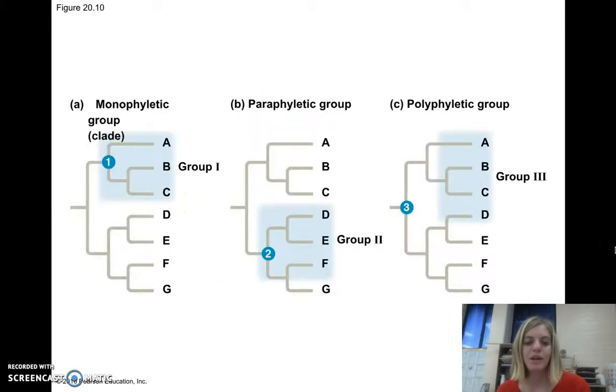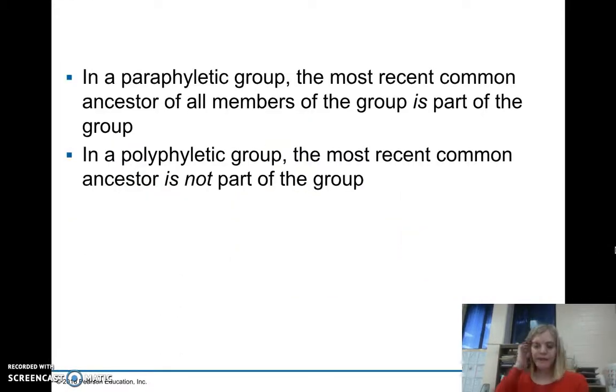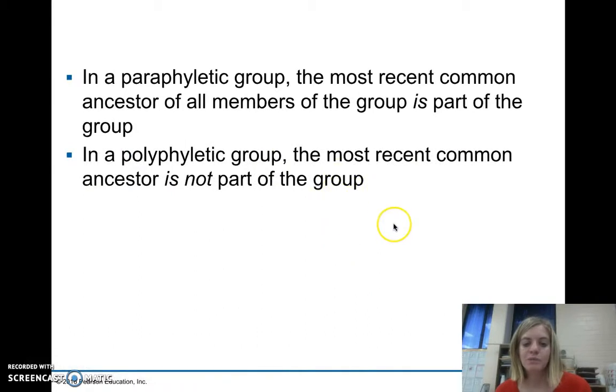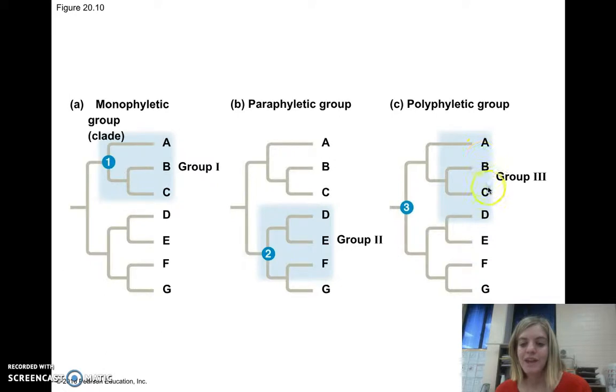And here you can see them all compared. In a paraphyletic group, the most recent common ancestor of all members of the group is a part of the group. So you can see here the most recent common ancestor is number 2, and they're part of the group. But in a polyphyletic group, the most recent common ancestor is not part of the group. So here, between A through D taxa, the most recent common ancestor between all of them is number 3. But because 3 isn't included in the group, that's part of the distinction between para and polyphyletic.